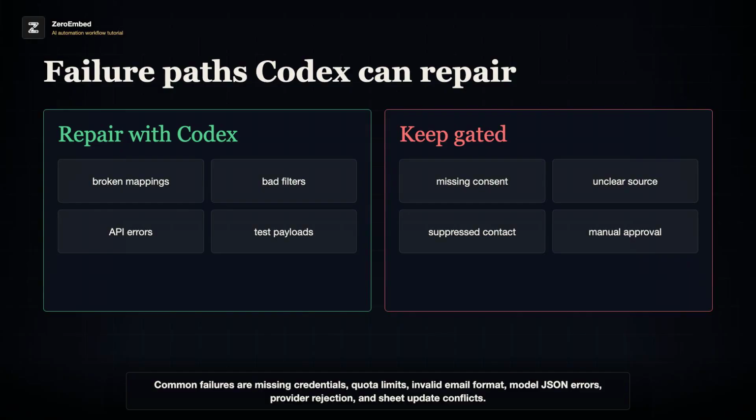Plan the failure paths before the campaign runs. Common failures are missing credentials, quota limits, invalid email format, model JSON errors, provider rejection, and sheet update conflicts. Each failure should write a clear reason back to the tracker and keep the row out of the next send batch until reviewed. This is where Codex is valuable. It can read the logs, explain the break, and patch the workflow or script.